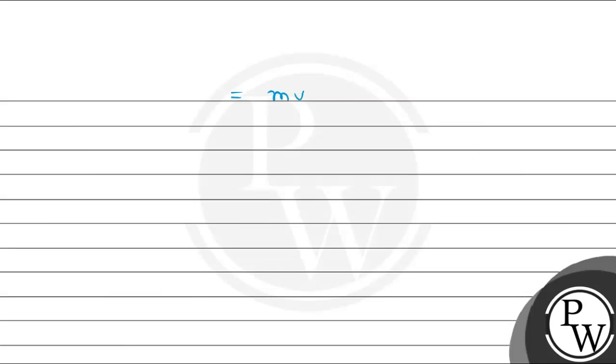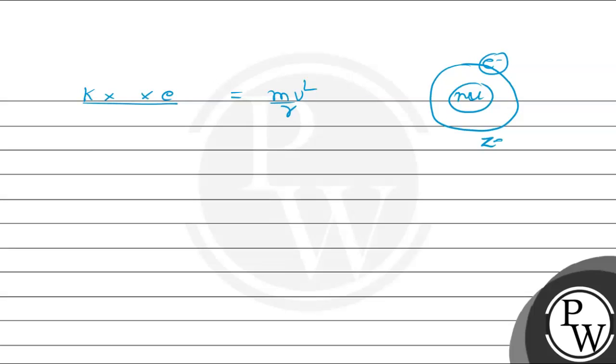So F centripetal's value we can write as mv square upon r. This must be equal to k into q1 into q2, where q1 is the charge on the nucleus and q2 is the charge on the electron. So the charge on the electron we can write e, and the charge on the nucleus we can write Ze. This is because, let's say this is an atom of atomic number Z, so the number of protons in the nucleus will be Z, giving charge Ze. The force will be kZe square upon r square. From here, r will cancel out one r from r square, and we are left with kZe square upon r. This must be equal to mv square upon r.